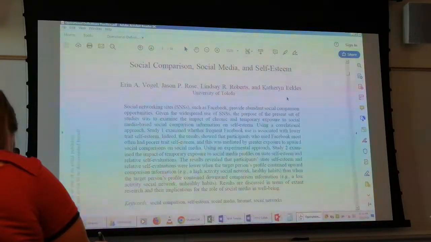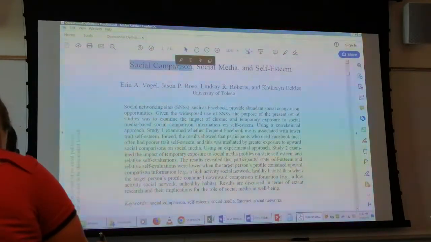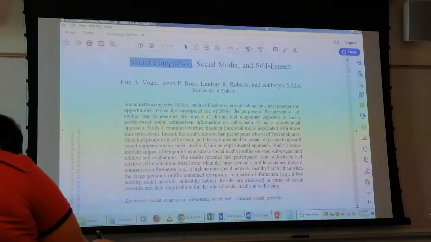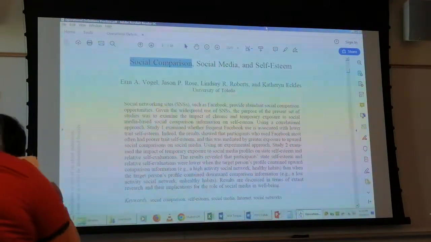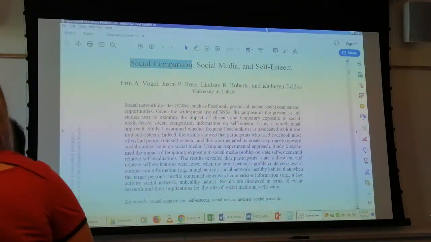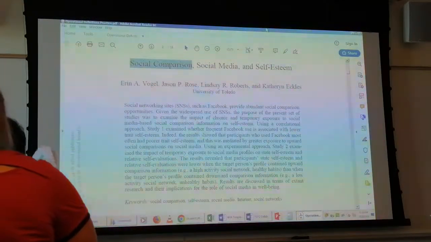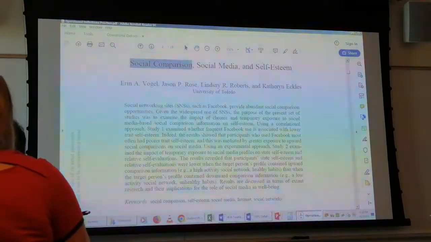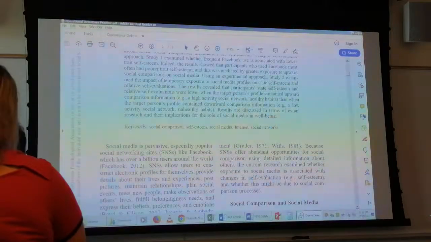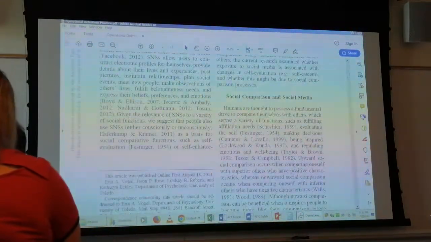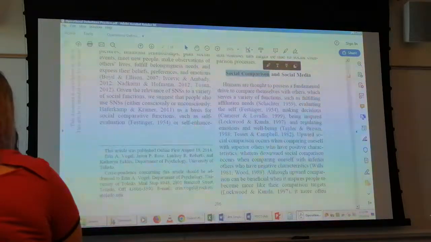Okay, let's do social comparison. Social comparison is a concept in social psychology where you compare yourself either to someone you perceive as better than you or worse off than you. They call it upward and downward social comparisons. Okay, so let's go find that conceptual definition. Again, introduction. Social comparison. There's a good chance it's going to be there.